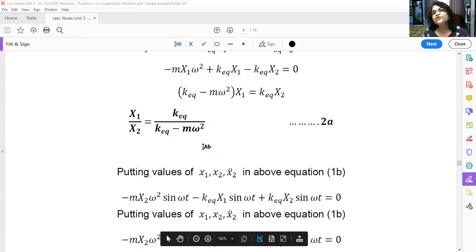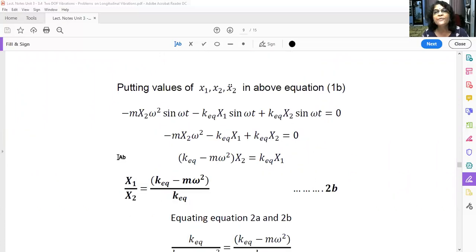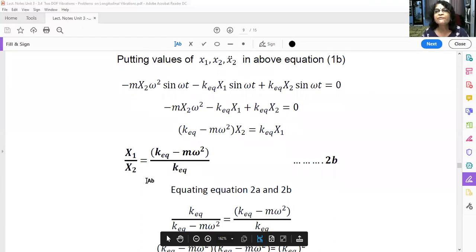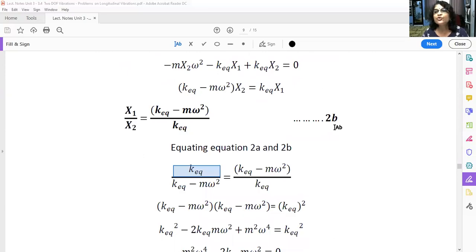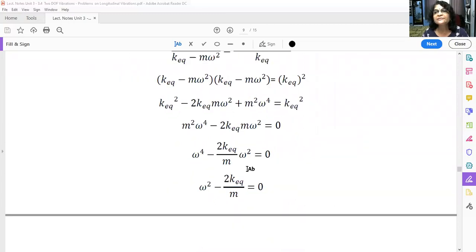Similarly, putting the values of x1, x2 and x2 double dot in the second equation, cancelling out the sin omega term, we will be getting a ratio of capital X1 upon capital X2 is equal to K minus M omega square upon Ke. Okay. Now equating equation 2a and 2b and cross multiplying. Okay, what are we getting? We are getting an equation like this. See, a x square plus b x plus c is equal to 0. There is no c term, it is 0 only. Okay. So omega fourth minus 2 Ke upon m into omega square is equal to 0.